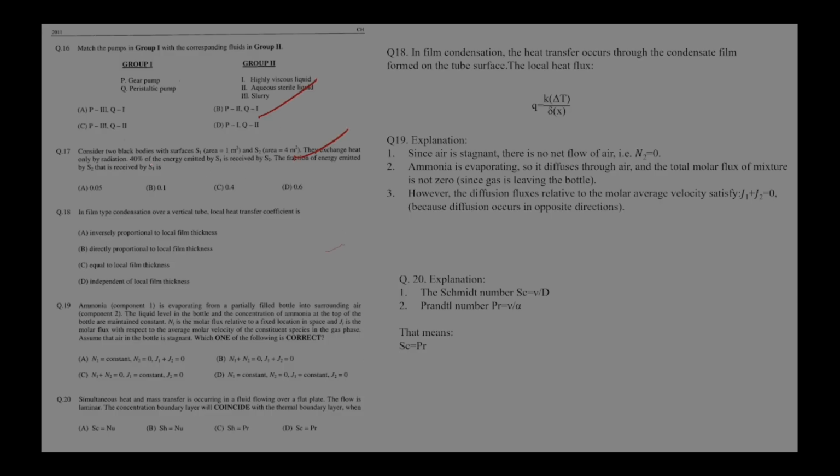Okay, consider two bodies, surface S1. This is also a very easy question. You can do the same question we have done previously in 2010 as well, and every year this type of question will come. In film type condensation, question 18 you can read this, question 19 you can read this, and question 20 you can read this. Okay, so I'm not going to explain.